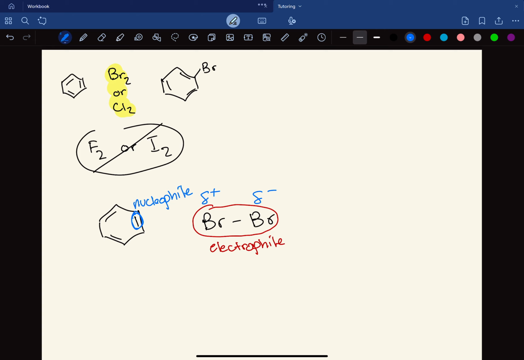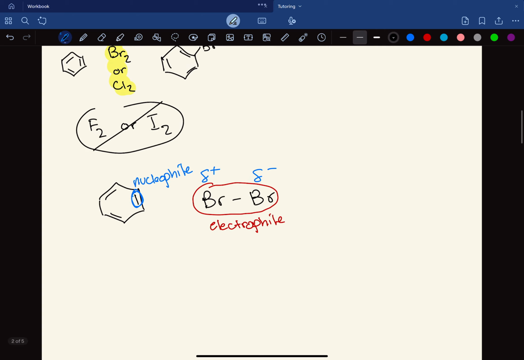But these two molecules together would not react because benzene is aromatic and it doesn't want to lose aromaticity, because aromatic compounds are the most stable type of compounds compared to non-aromatics and anti-aromatics. So they want to stay aromatic. So what this would need is a catalyst to drive this reaction forward, to let this reaction happen.